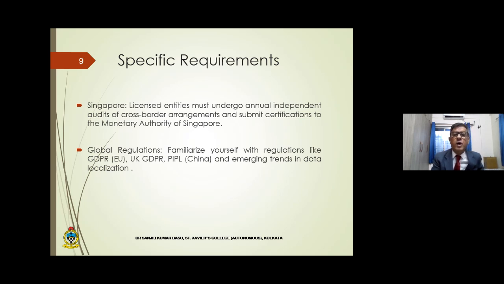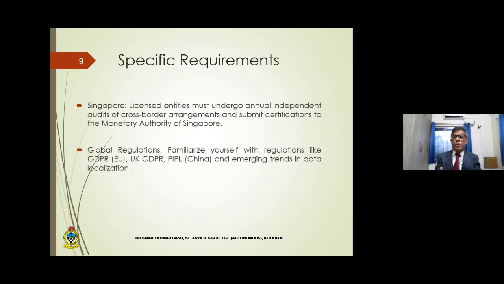Though we are from India, the Indian public accountants must undergo annual independent audit of cross-border arrangements and submit certifications to the Monetary Authority of Singapore. It is like our SEBI. It is the Monetary Authority of Singapore. This is the specific requirement, and it varies from country to country.